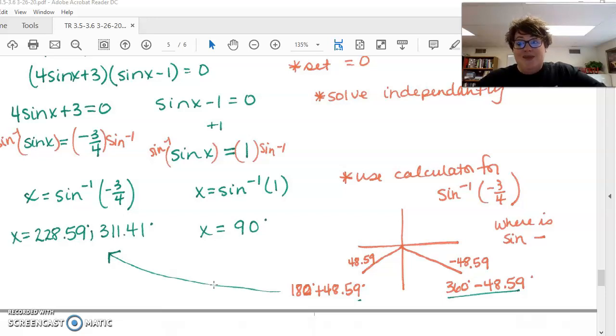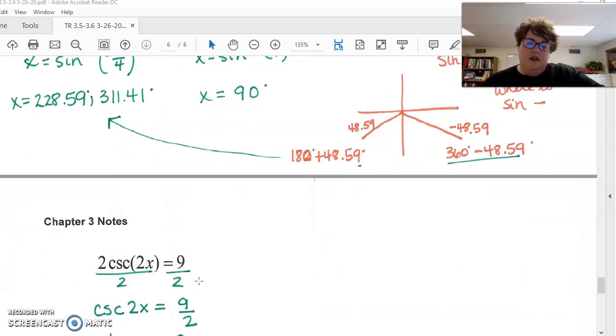Now, to find the other one, you have to ask yourself, where is sine negative? Sine is our y value, so it's happening in the third and fourth quadrant. So I also need an angle that's happening in the third quadrant. To find that angle, I want to take 180 plus 48.59. The 48.59 degrees is basically acting as a reference angle. And then sine x minus 1, we did that one above, so it's equal to 90.